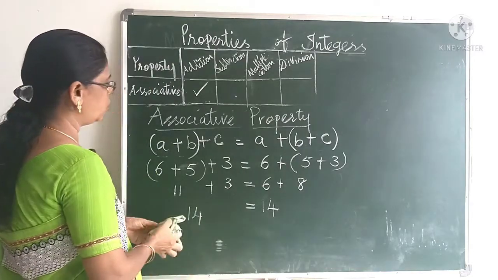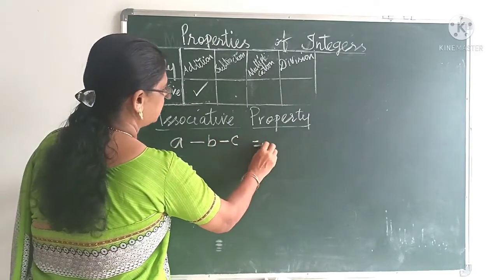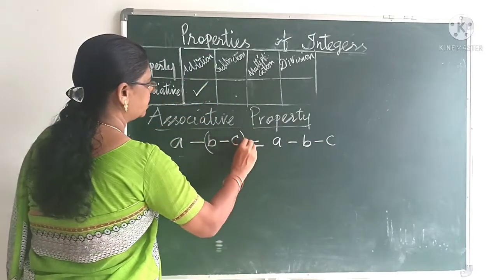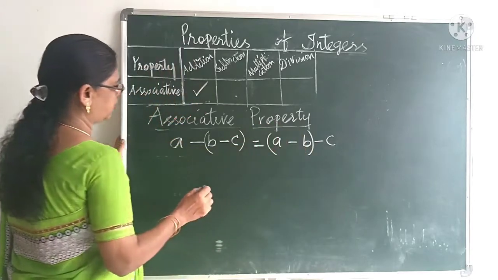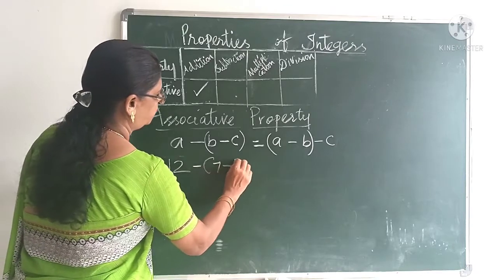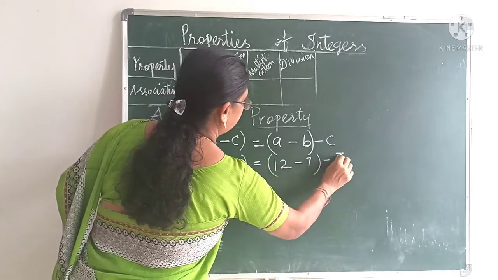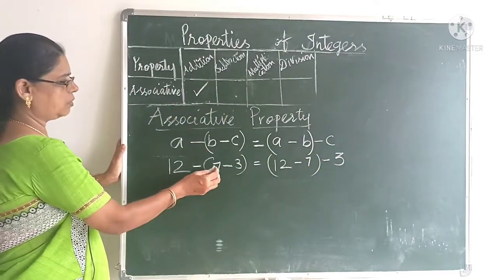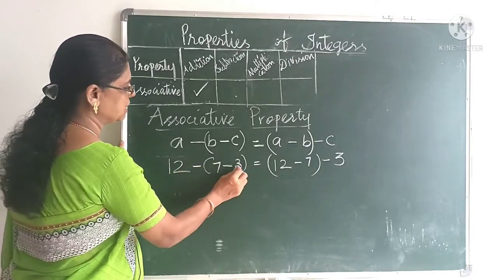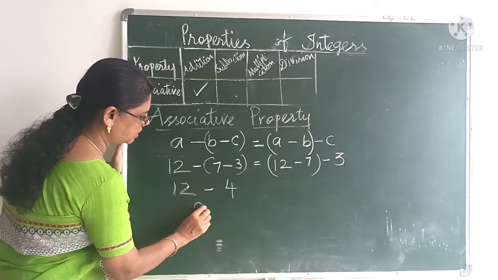Let us check whether it is true with subtraction. A minus B minus C, and here this time we put these two numbers in one group, here first and second number in another group. So always 12 minus 7 minus 3, always solve the brackets first. 7 minus 3 is 4. So 12 minus 4 is 8.